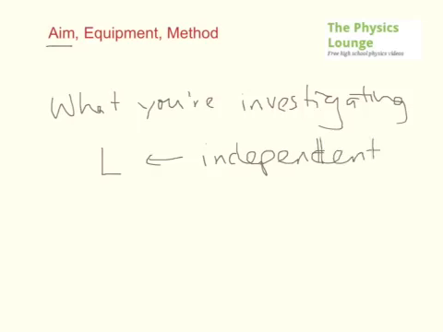the one that is independent of any of the other variables. So you change the independent variable and it produces changes in other things. So your aim will say, I want to change the length and see what happens to, for instance, the period of a pendulum, and everything else is kept constant. So your period is then dependent, because it's dependent upon what you change, the length.